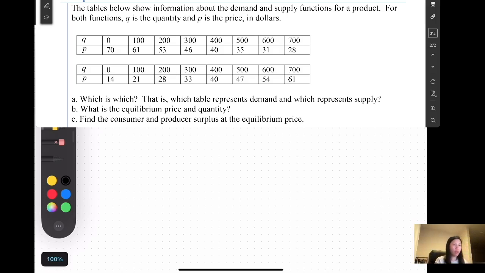Okay, so in this case, if it's an increasing function, we know that it's going to be the supply function. If it's a decreasing function, it's going to be the demand function. So look at the first table.